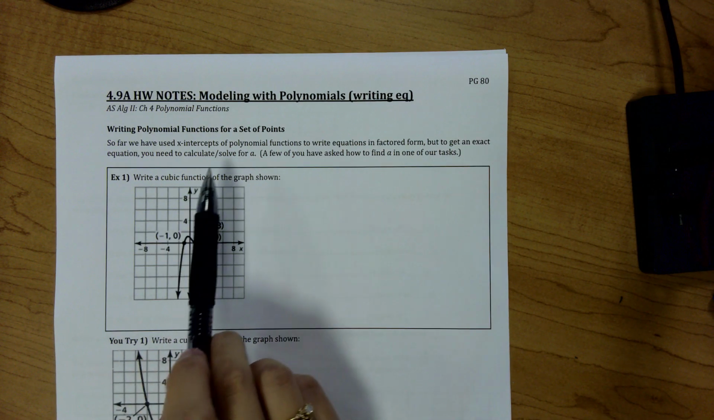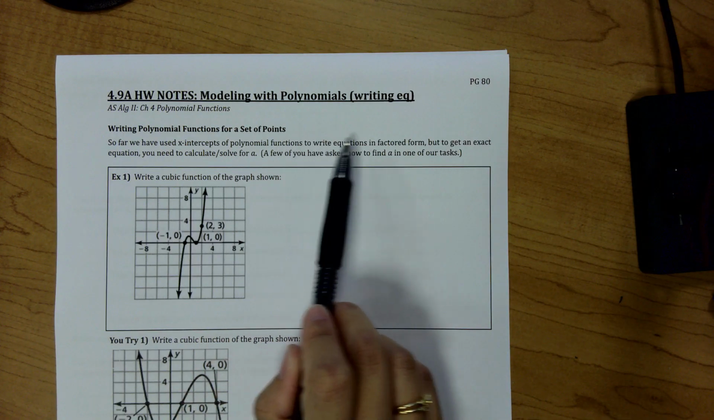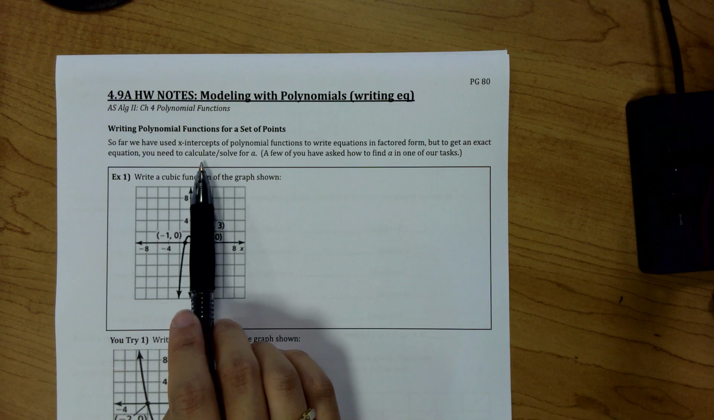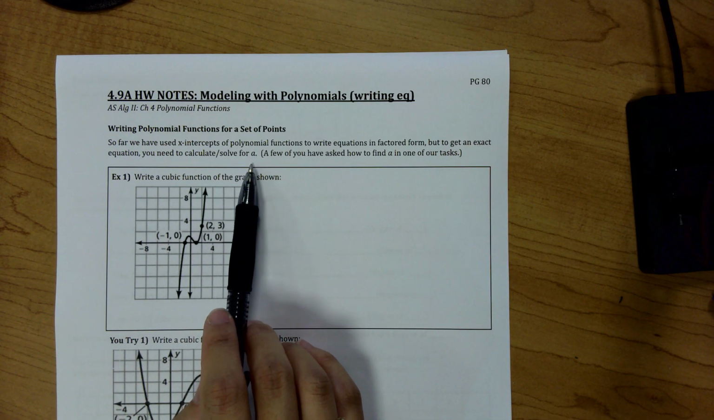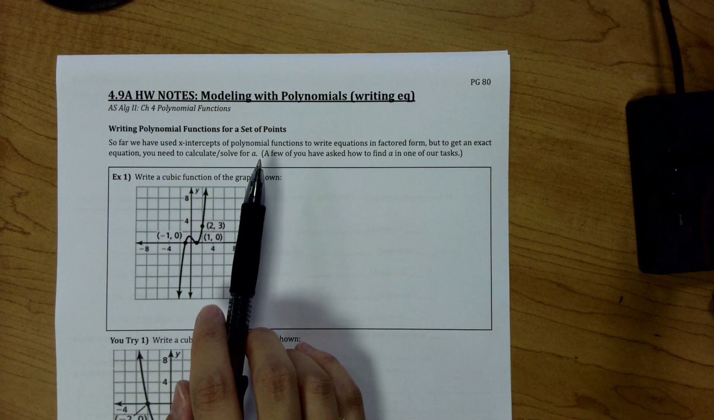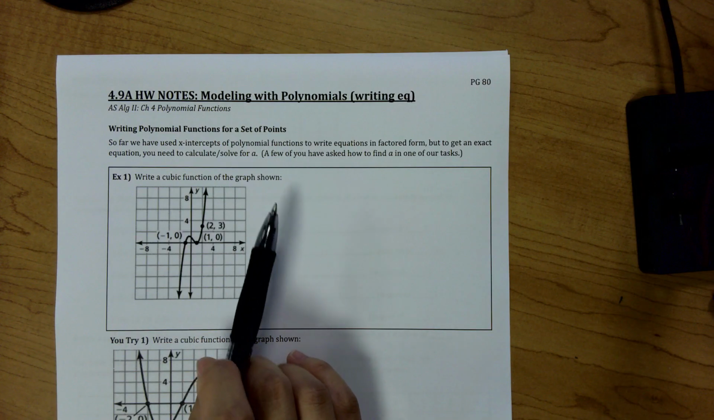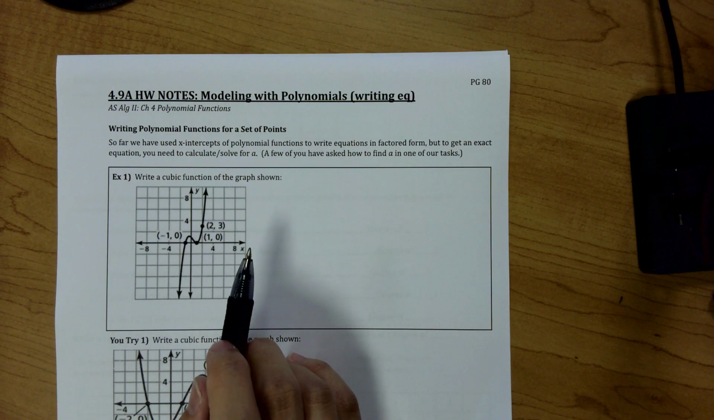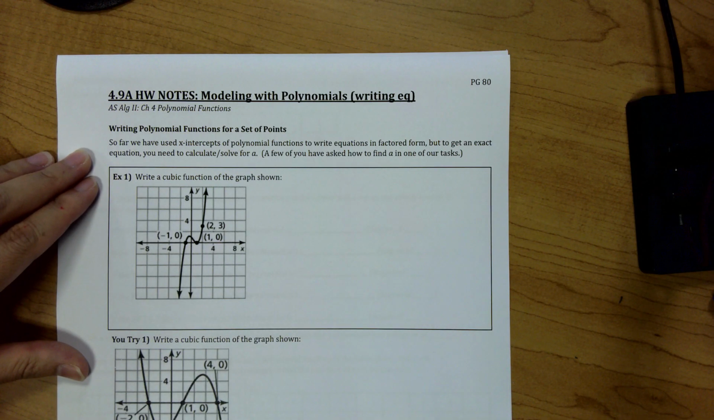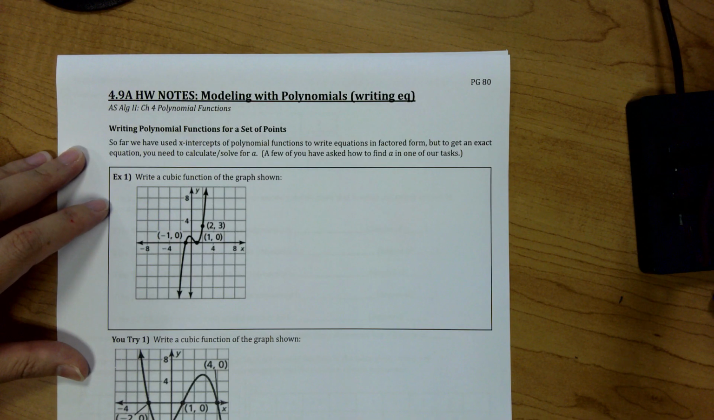So far we have used x-intercepts of polynomial functions to write equations in factored form. But to get an exact equation, you need to calculate and solve for a, which is your vertical stretch or shrink. A few of you guys have asked how to find a in one of our tasks already, but we haven't really explicitly learned how to find a yet. This is going to be very similar to how we found a in chapter 2 when we were finding the a value of our quadratics. And in order to do this, you need to be given additional information, and you need one more point.